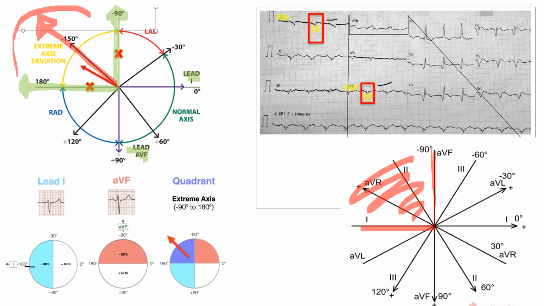So one more time, find your lead 1, draw a perpendicular line to it. Here is your positive, here is your negative. We're going to shade the negative side. Find your AVF right here. Draw a perpendicular line to it. Positive half, negative half. Shade the positive half. Superimpose them, and you're going to see that they superimpose right here from -90 to +180.